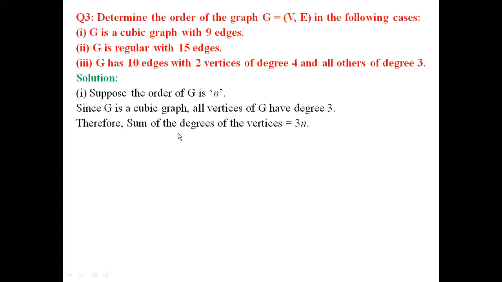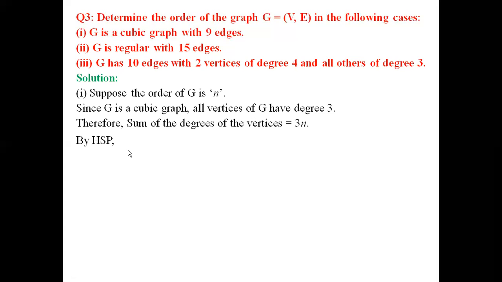Therefore, the sum of the degrees of the vertices is equal to 3 into n. When I want to take the sum of the degrees of all the vertices, I multiply the total number of vertices by its degree. The degree of every vertex is given as 3, into the total number of vertices in the graph we have assumed as n. So that is why 3 into n.